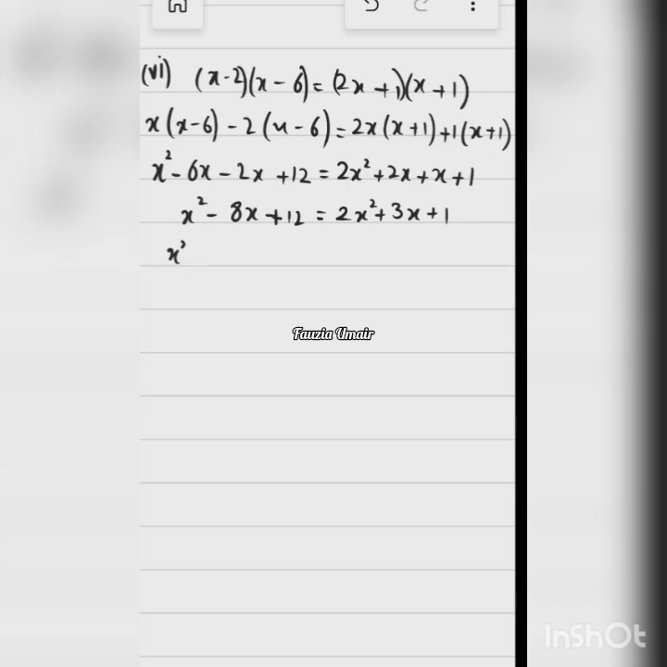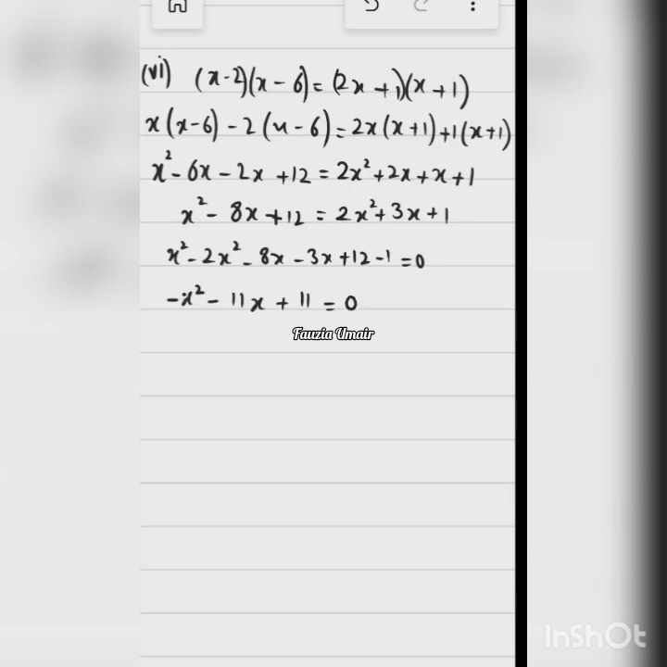So I will take everything here, let's say minus 2x square minus 8x minus 3x plus 12 minus 1 is equal to 0. So what we have done in this step, we have taken all the three terms on this side of the equation. All right. So now x square minus 2x square is minus x square. So minus 8 minus 3 is minus 11x and plus 11 is equal to 0.